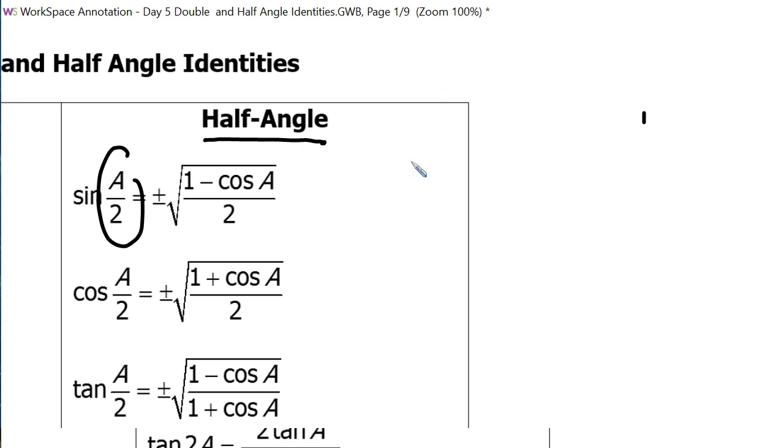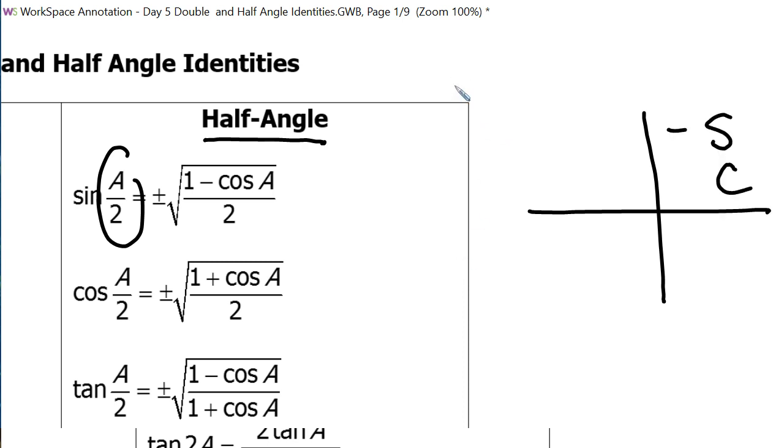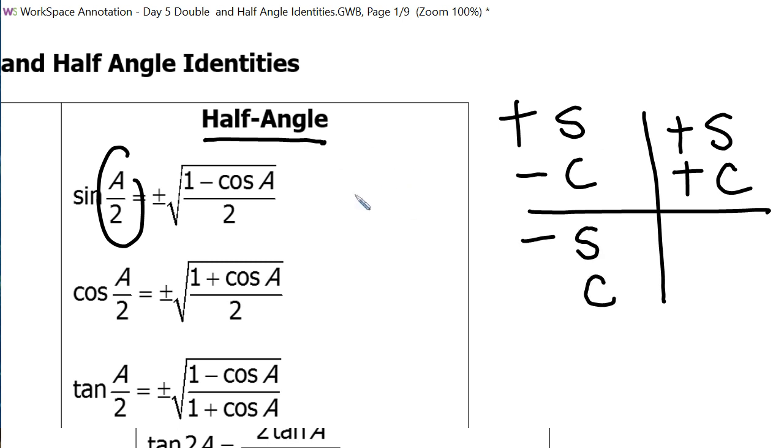And that's going to be determined by which quadrant that angle terminates in. So if that angle terminates in quadrant 1, then the sine would be positive, the cosine would be positive, and the tangent would also be positive. Now if that angle terminates in quadrant 2, then the sine would be positive, the cosine would be negative, and the tangent would be negative, et cetera. So which quadrant the angle terminates in will determine whether you choose the positive answer or the negative answer.